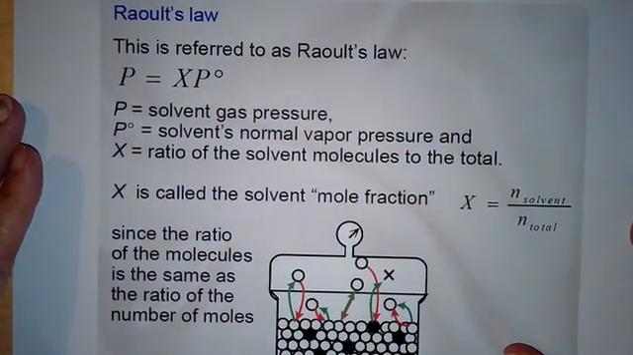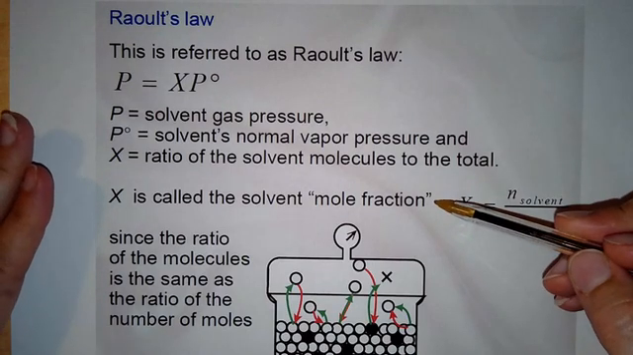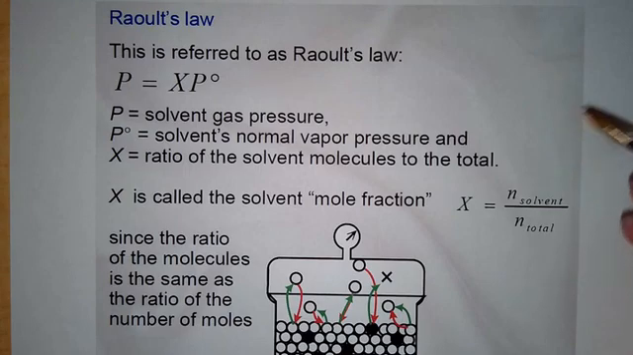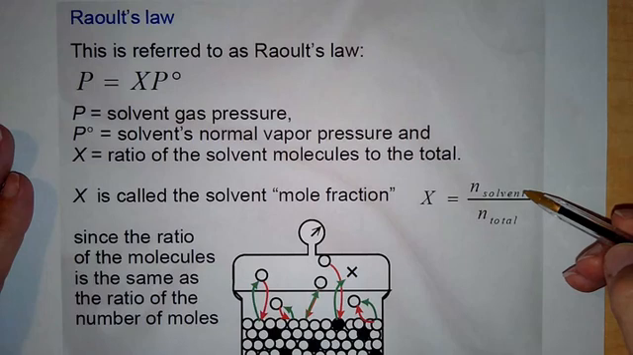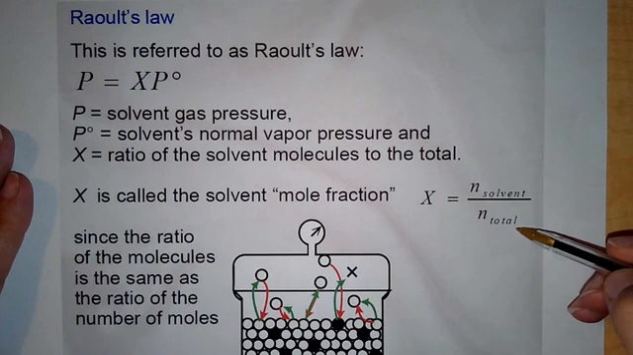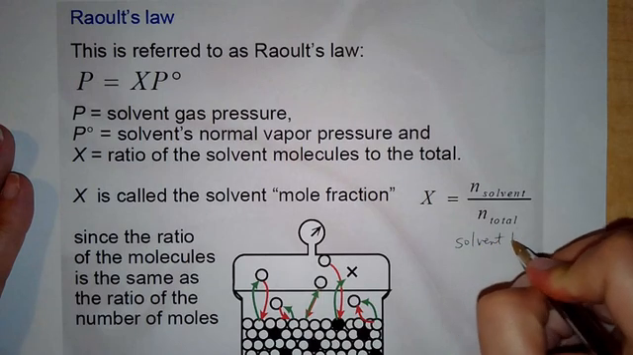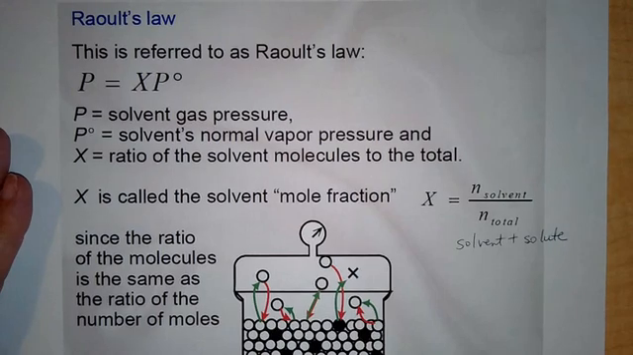So where does mole fraction come from? You may remember mole fraction from Dalton's law of partial pressure calculations, and it's the same idea here. Mole fraction is just the moles from our solvent divided by total moles, which is going to be solvent plus our solute. So it's a mole ratio.